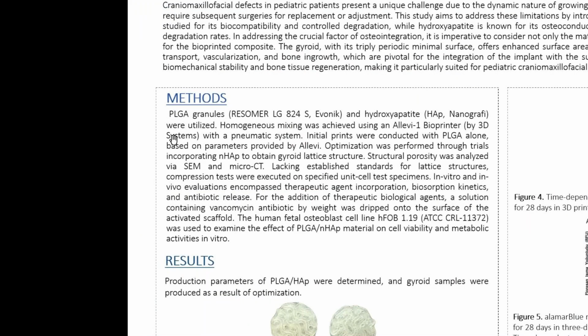Its origin is Turkey. We get a mixture from them, mechanically mix them, and use it for our Alevi 1 bioprinter. It has a pneumatic system also. So initial prints were conducted with PLGA alone because Alevi has its own printing parameters for just the polymers. So we first tried the polymer process parameters. After that we optimized our printing parameters for the composite material, which includes PLGA and nanohydroxyapatite.